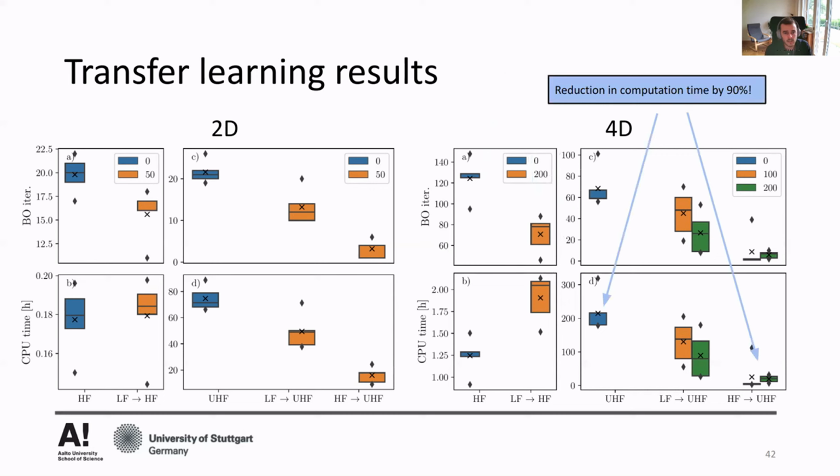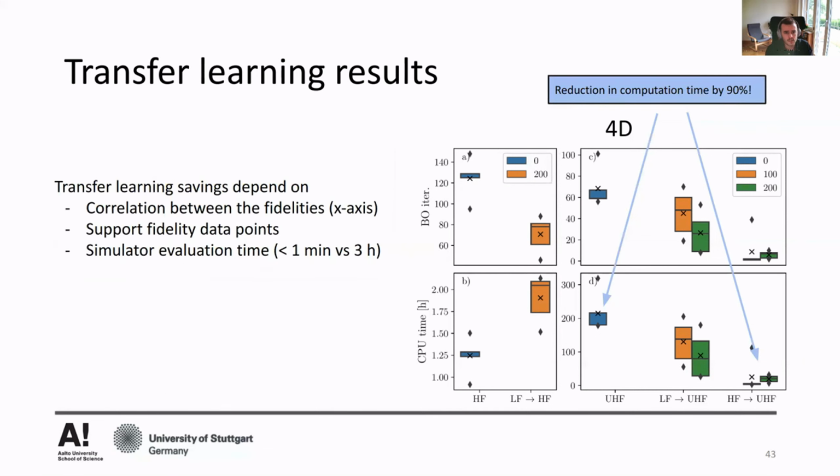On the other hand, if we use ultra high fidelity as our target fidelity, then the CPU time also shrinks very drastically. In the best scenario, we see that it shrinks by 90%. The reason is that the ultra high fidelity computation time is just so large that this extra computation time from the ICM model is irrelevant. So the transfer learning experiments in summary depend on, first of all, the correlation between the fidelities.